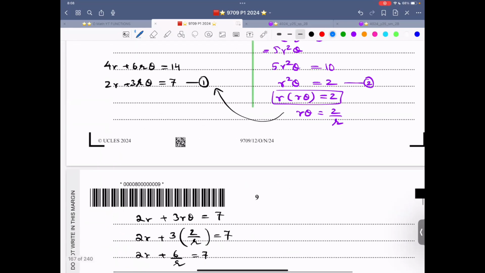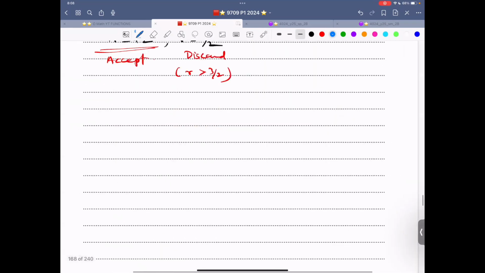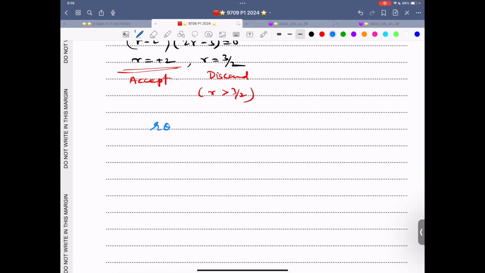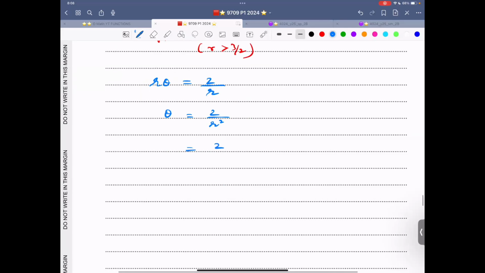So now r theta is 2 over r. r squared theta is 2, or let me write over here, theta is 2 over r squared, where r is 2. So that is 2 over 2 squared, which is 2 over 4, which is half. So therefore, theta comes out to be half. That is the answer for this particular part.